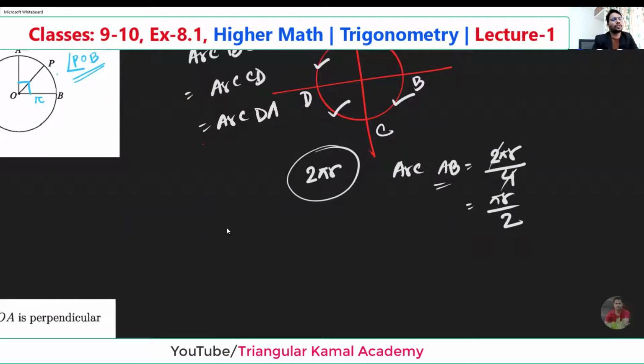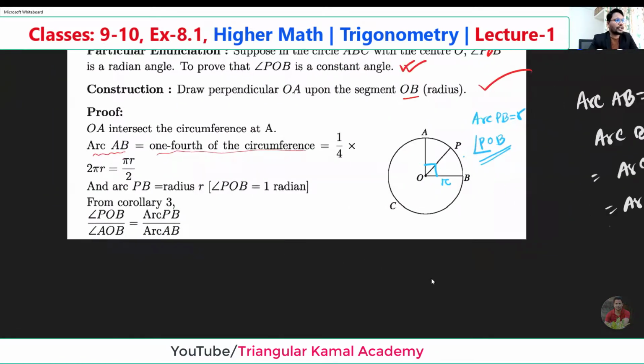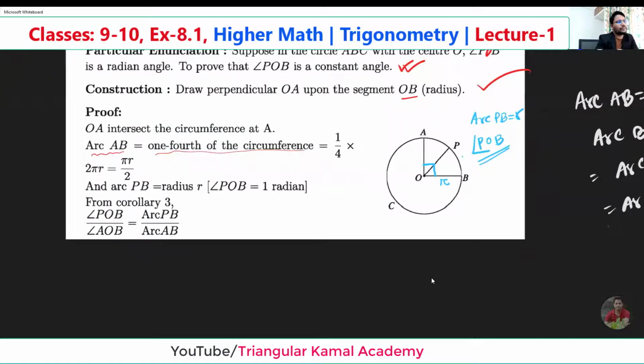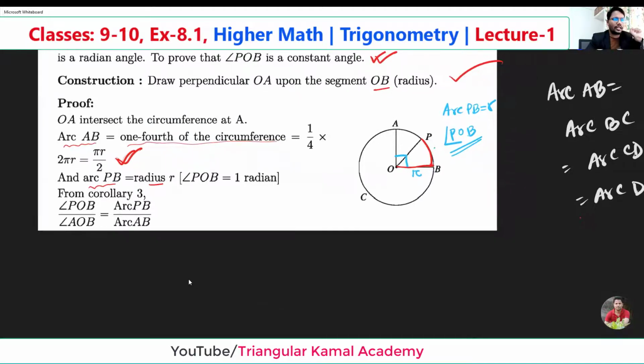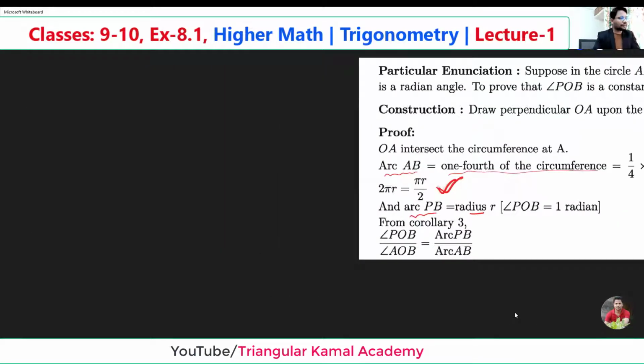This is the total 1/4 part of the whole circle. So arc AB is one quarter of the circumference, that is pi r divided by 2. From the definition of the radian angle, arc PB is equal to the radius r. Now, from the corollary, we know the subtended angle is completely dependent on the arc of the circle. Okay, now see this one.